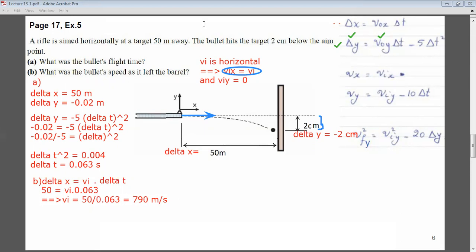So let's do another exercise. Here it's only one component. So v initial x is the whole of v initial. This is the magnitude actually of v initial, and we know that the direction is horizontal. So here we have to say the magnitude of v initial is equal to 790 meters per second. There are no two components. It's one component, so it is the whole of it. And the direction is horizontal.